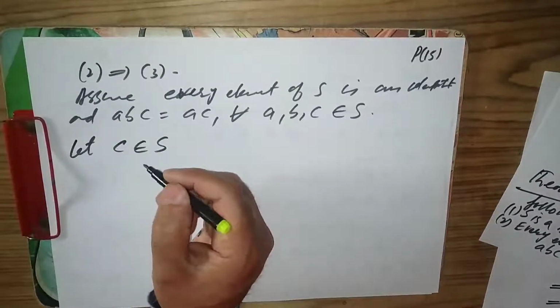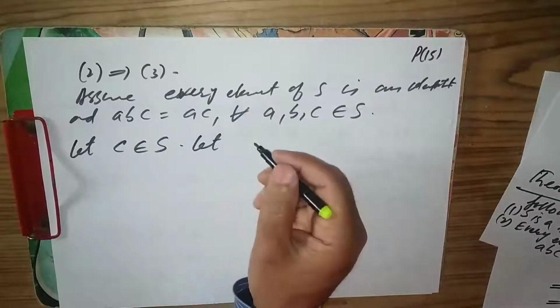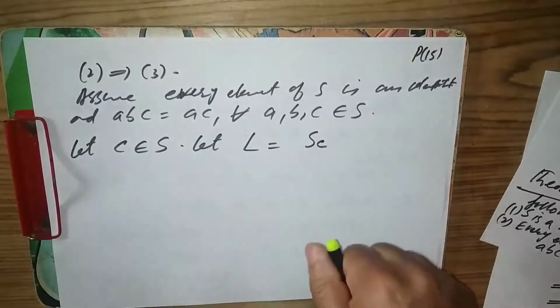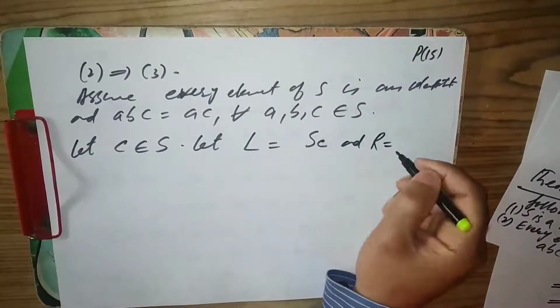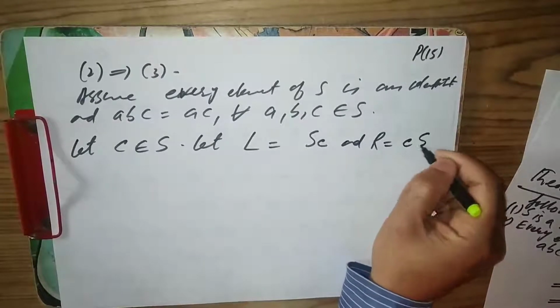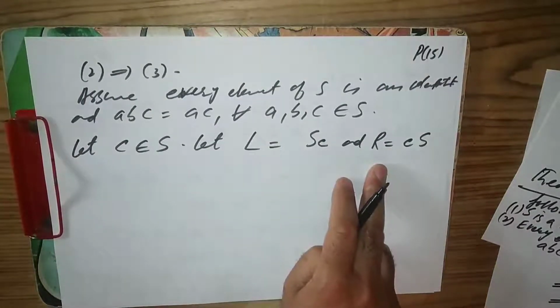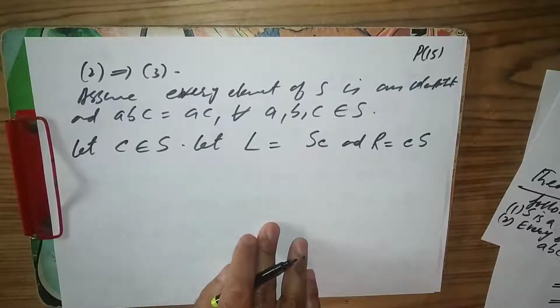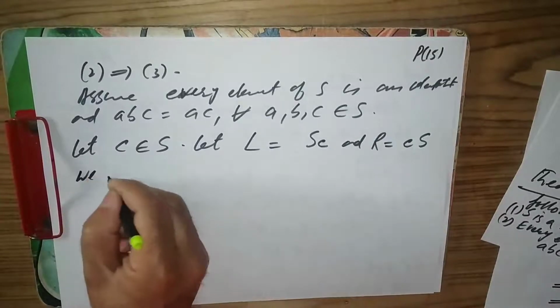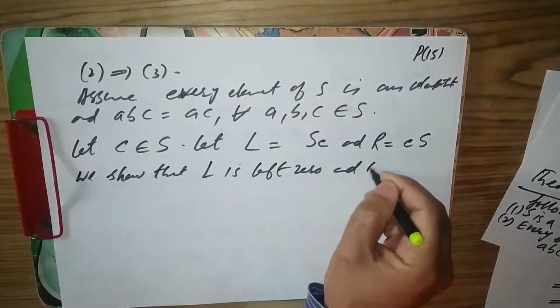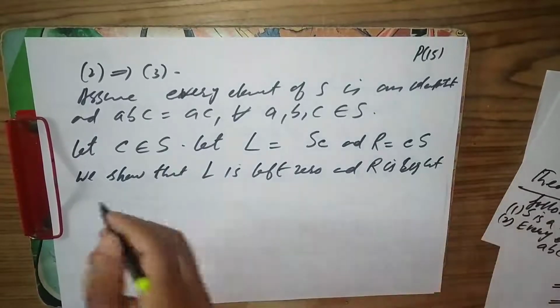Choose any element C and fix it, and let's write L is equal to SC. It's the set of all products of elements of S with C. And let's write R is equal to CS. Then we see that L is a left 0 semigroup and R is a right 0 semigroup. And we will also show that S is isomorphic to L cross R. First we verify that L is left 0. We show that L is left 0 and R is right 0 semigroup.